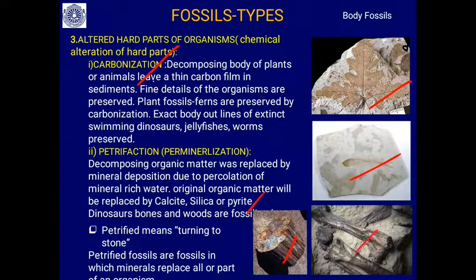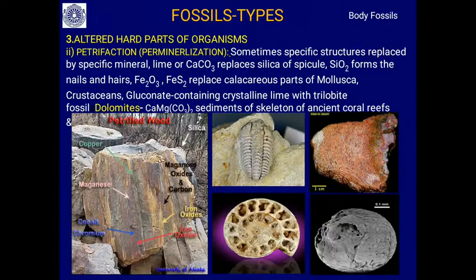Similarly, you will find the dinosaur bone. So, even though this looks like bone, there is no bone material in this. Entirely this is pyrite, the iron salts, they have replaced the organic matter. So petrified means turning to stone, they change into stone. That means mineral salts replaced the organic matter. Petrified fossils are fossils in which minerals replace all parts of the organisms by the mineral salts.